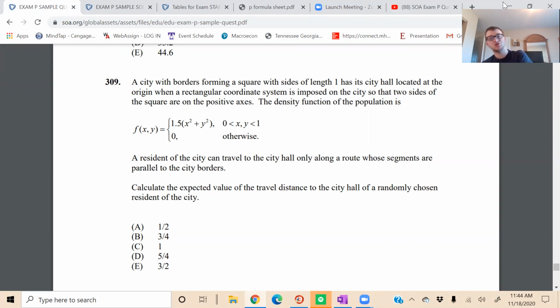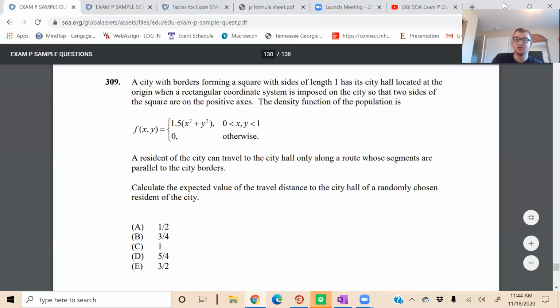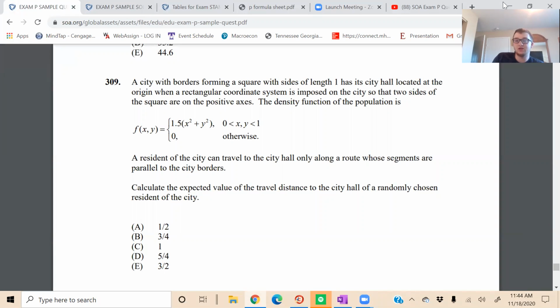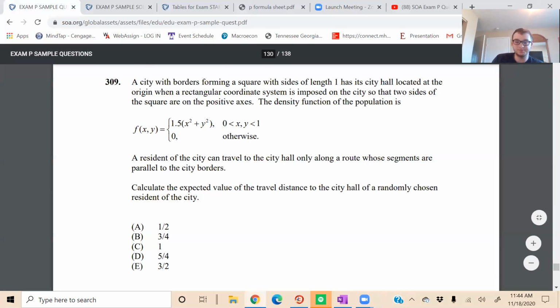A resident of the city can travel to the city hall along a route whose segments are parallel to the city's borders. Calculate the expected value of the travel distance to the city hall of a randomly chosen resident of the city. If you need to write the rest of that problem down, just pause the video and let's get started.